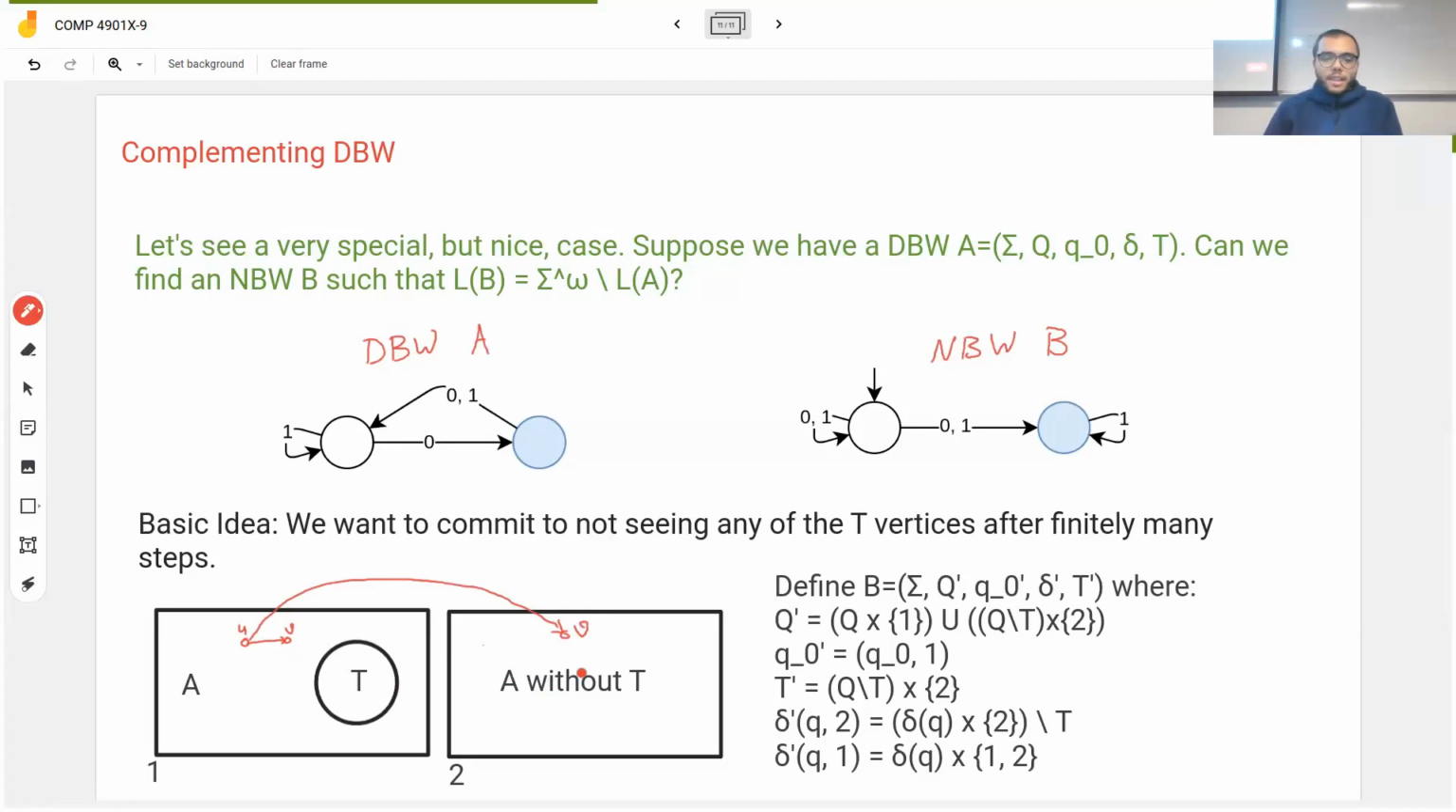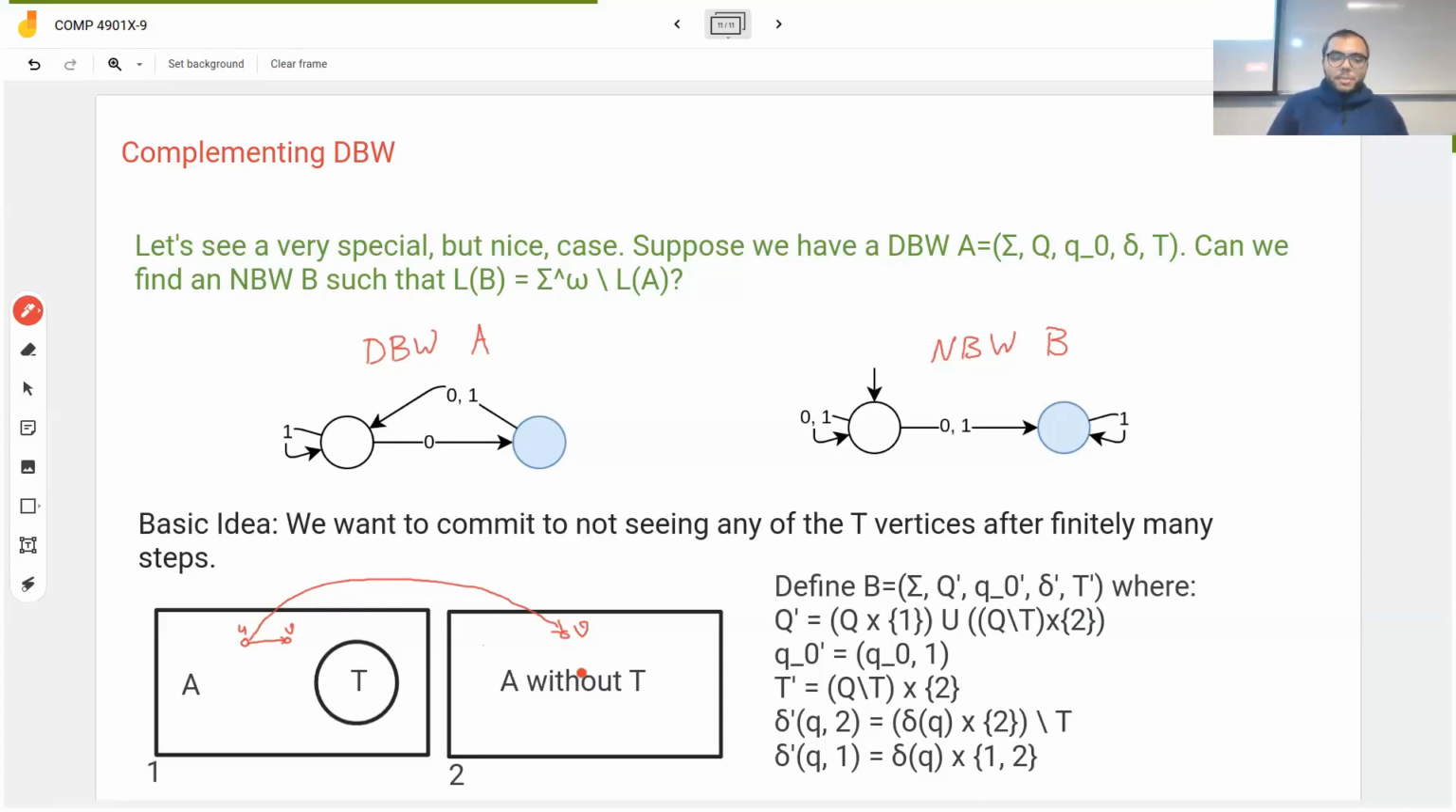Okay? So I can go from the first copy to the second copy, but I can never come back. And whenever I'm in the second copy, it's impossible to see T anymore because I've deleted all the vertices in T from the second copy. So basically, whenever I take an edge from the first copy to the second copy, I'm committing that I am no longer going to see a target in T from now on. Okay, that's how I'm doing the commitment.